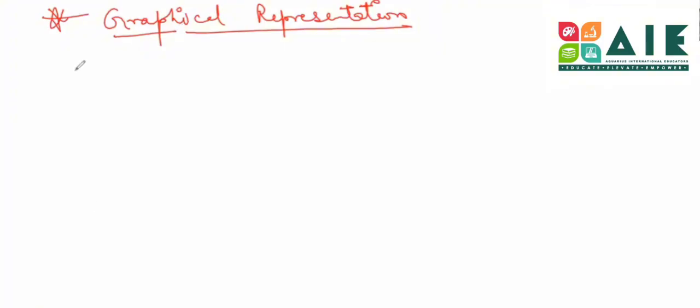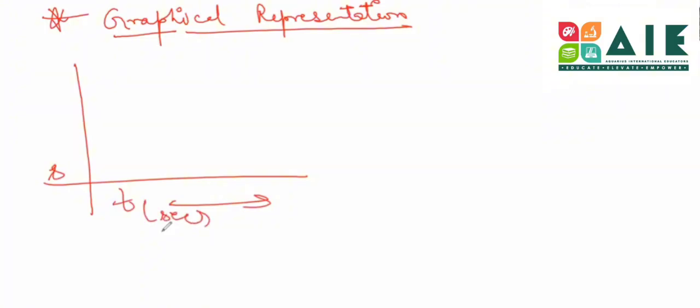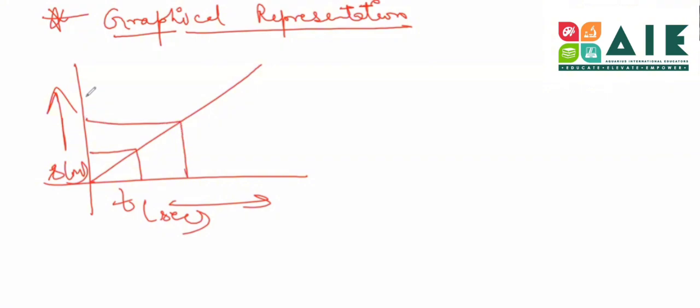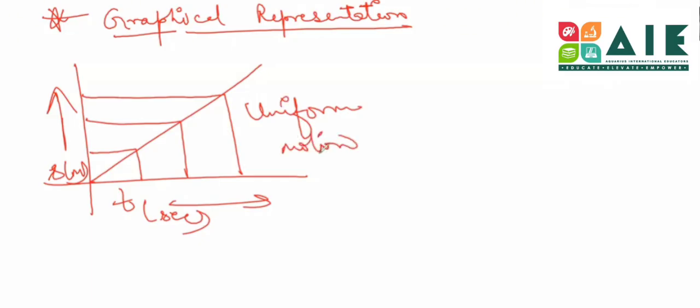Done. So check. If I have a distance time graph, this is my distance and this is my time. Always write the SI unit in brackets. It's essential in board exam. If you have this type of graph, this conveys you are traveling equal distance in equal time. So this will be known as uniform motion graph.